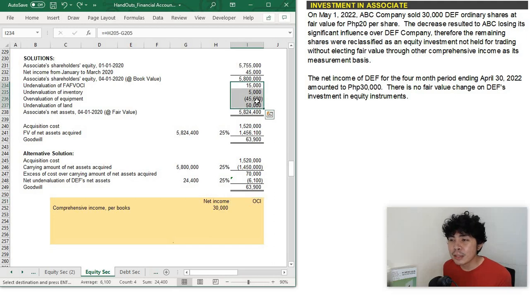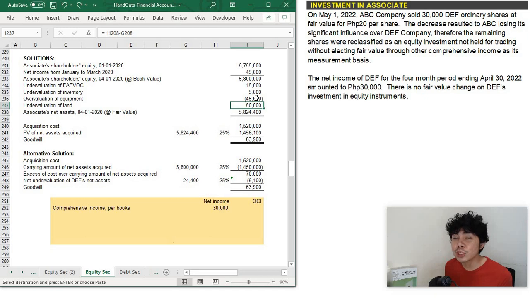So, ano ba rito sa apat na to na under and over valuation ang hindi pa na-amortize? So, eto na lang, equipment ang hindi pa ubos, pati yung land, hindi pa siya ubos. Pero syempre, again, yung land kasi, hindi natin siya i-amortize kasi hindi siya nakaka-apekto sa comprehensive income ni associate. Kasi nga, hindi naman siya depreciable asset at hindi pa rin naman siya binebenta. So, wala pa siyang effect sa comprehensive income. So, kahit dito sa 4-month period na to, wala pa rin effect yung land sa comprehensive income ni DEF.